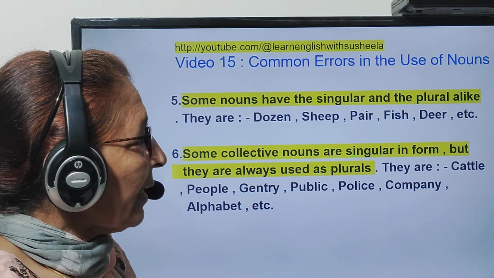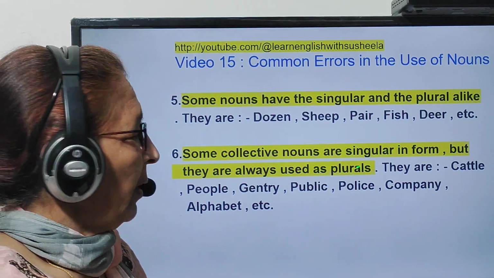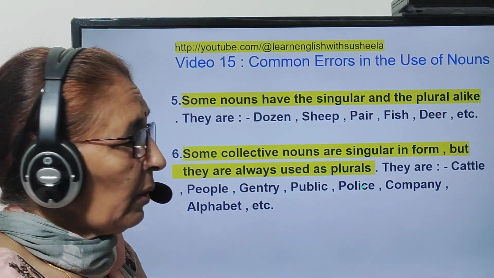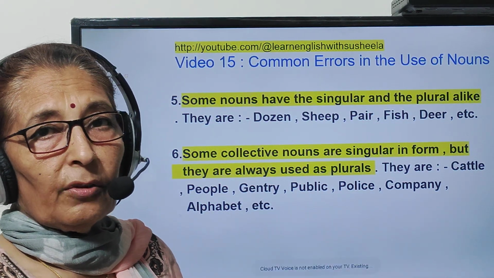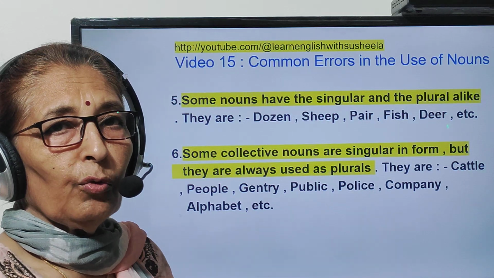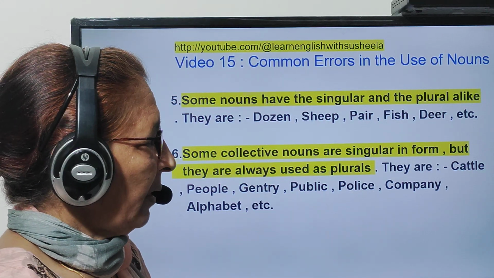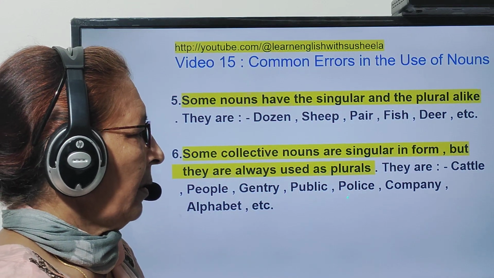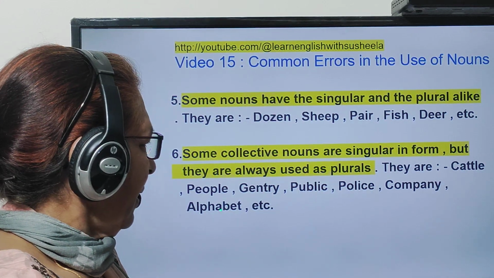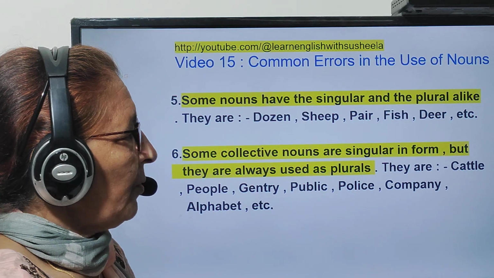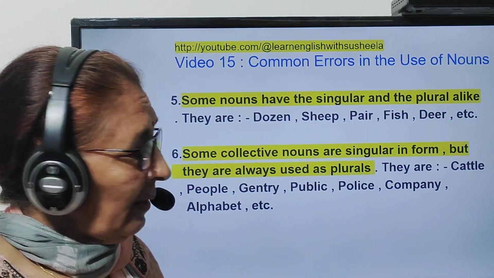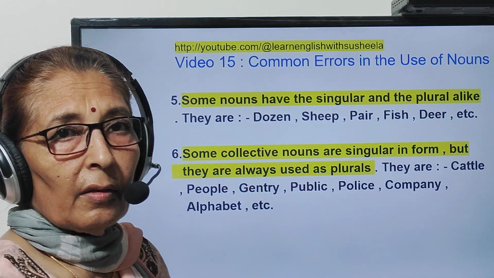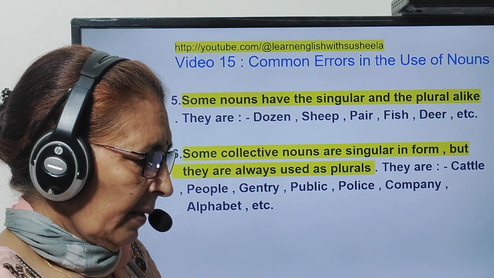Sixth, some collective nouns are singular in form, but they are always used as plurals. In looking at, they are singular, but they are used as plural. Means we use plural verb with them. They are cattle, people, gentry, public, police, company, alphabet, etc. So cattle, the cattle are grazing in the field. People, who are these people? Police. Police have arrested the thief.